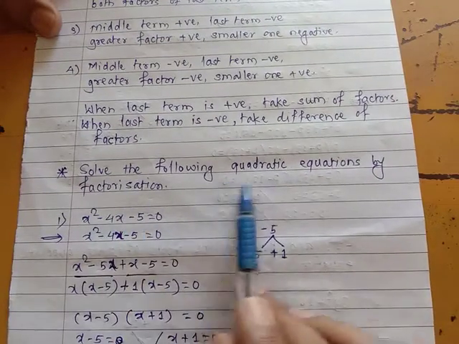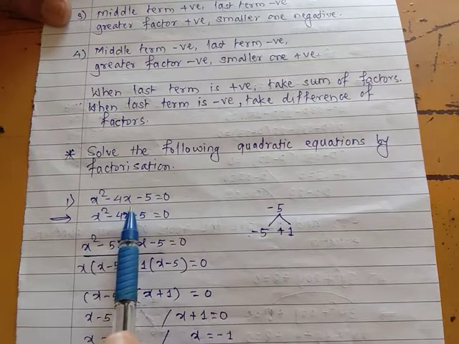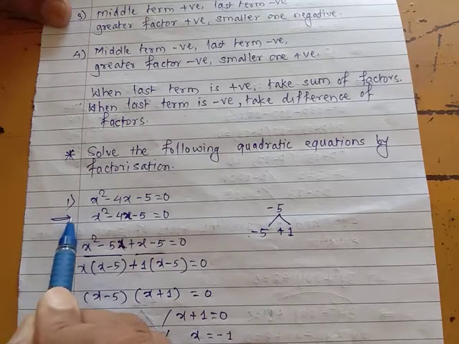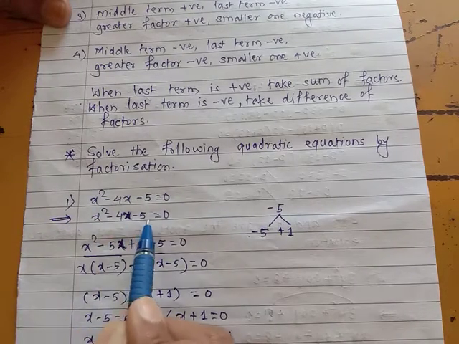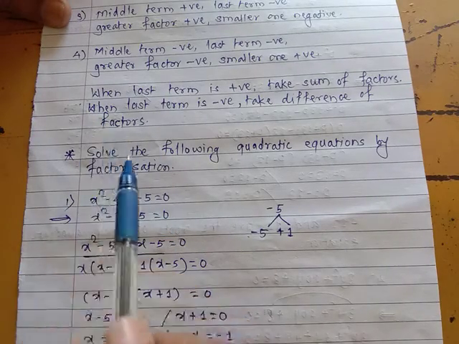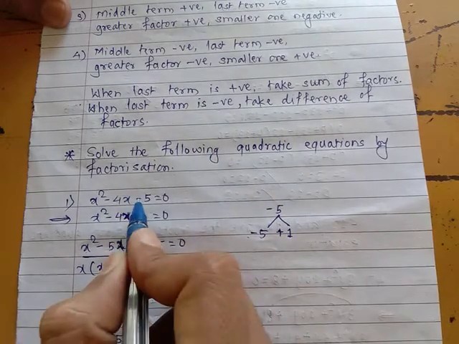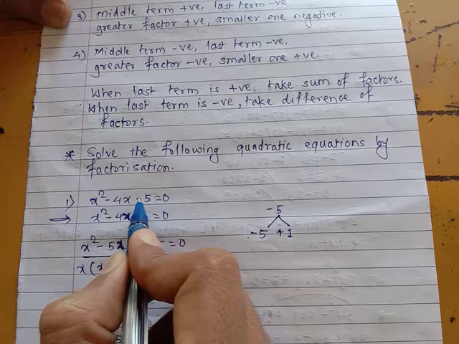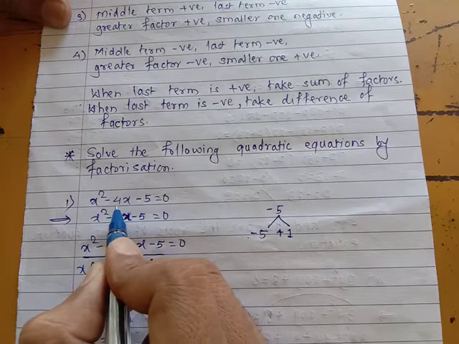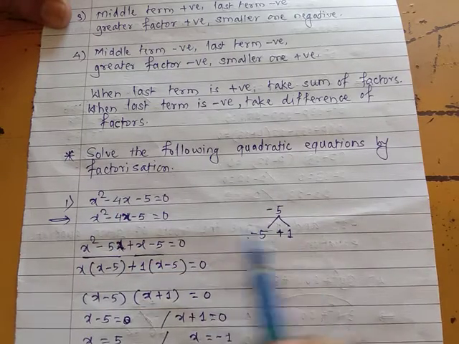Solve the following quadratic equations by factorization, and here is the first equation, x square minus 4x minus 5 equals to 0. First of all, you have to write down the given equation. Now if you look here, what I gave: when last term is negative, take difference of factors. So here we have last term negative, so we have to take two factors of 5 whose difference is 4, and these two factors are 5 and 1, because difference between 5 and 1 is 4.